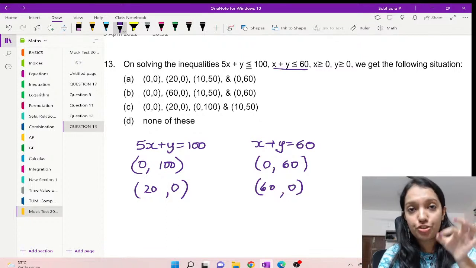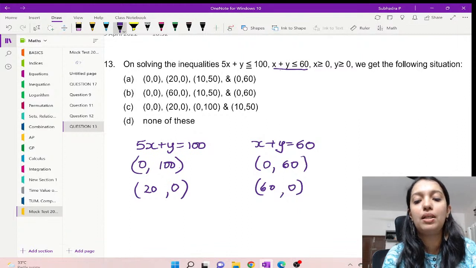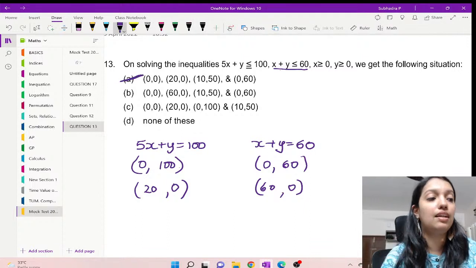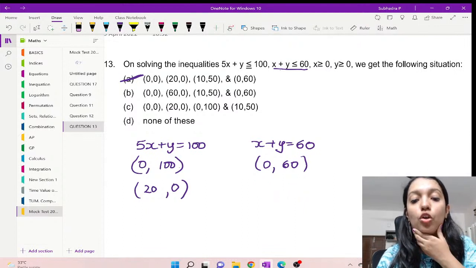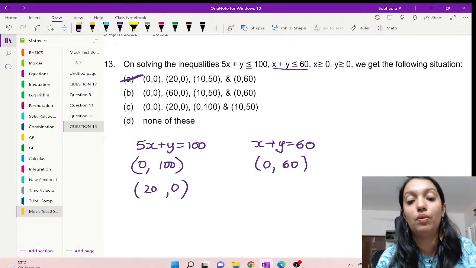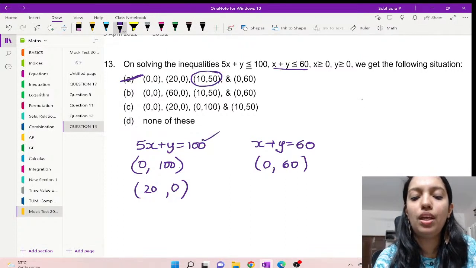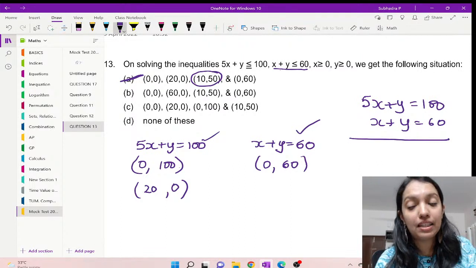Check your options, 4 options. Check where you have 0, 100, 20, 0, 0, 60. It is there in option A. So your option A, they have also told 10, 50 will satisfy the equation. Let us check. So we have 2 equations now. 5x plus y is equal to 100. X plus y is equal to 60. Take this as simultaneous equation.